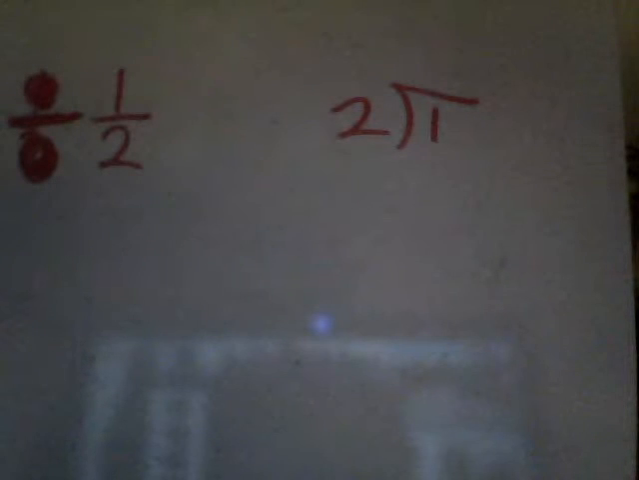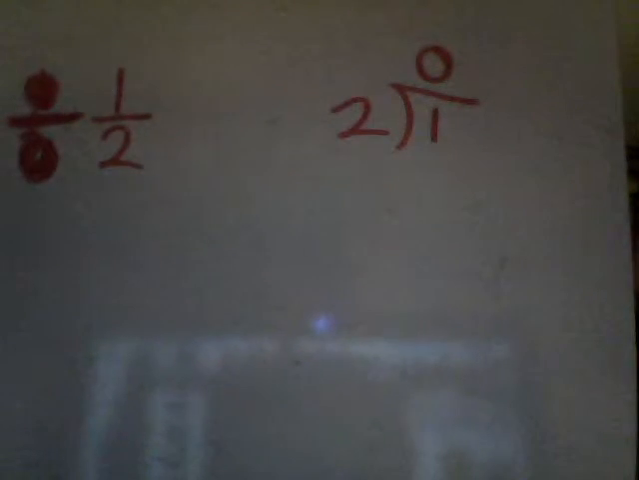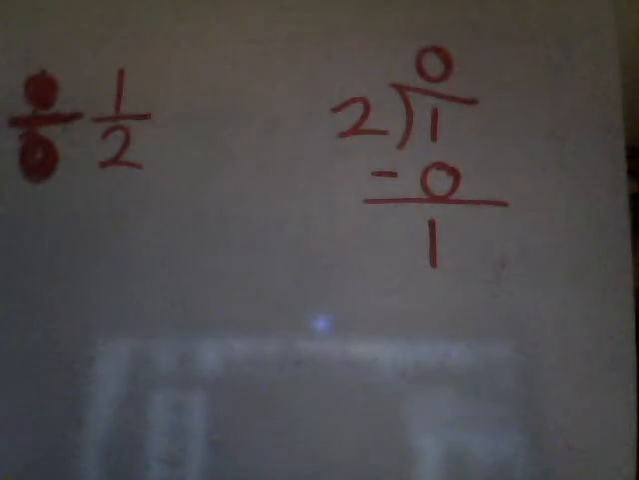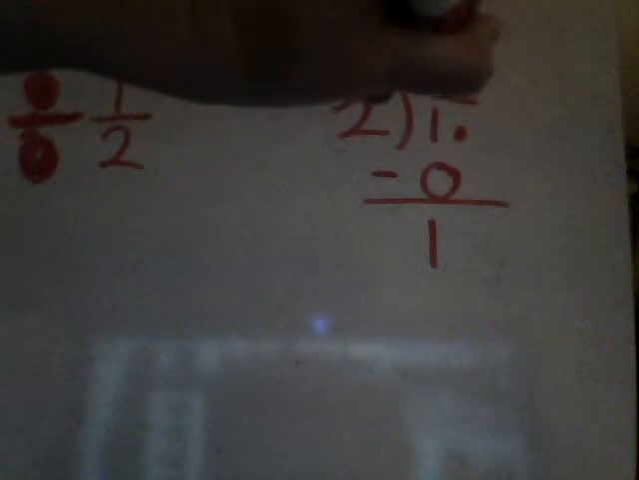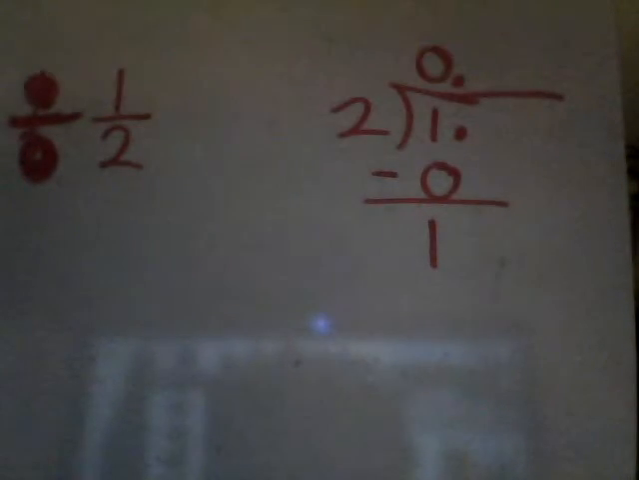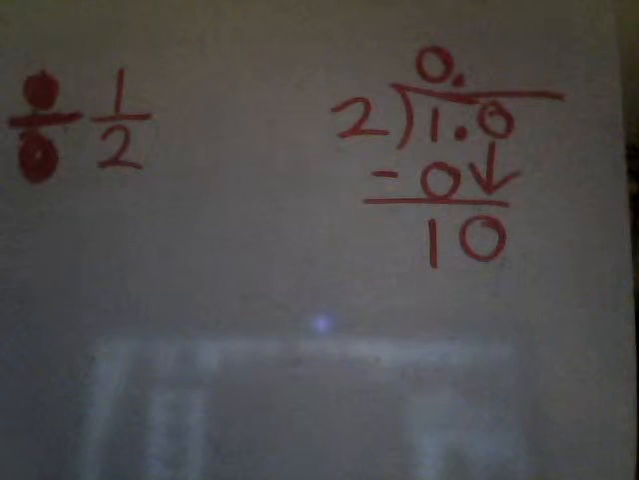2 does not go into 1, so that gives us 0. 0 times 2 is 0. 1 minus 0 gives us 1. What do we do? We have to add a decimal. Let's carry this line out a little further and put in a 0. Bring down our 0, and we have 10.